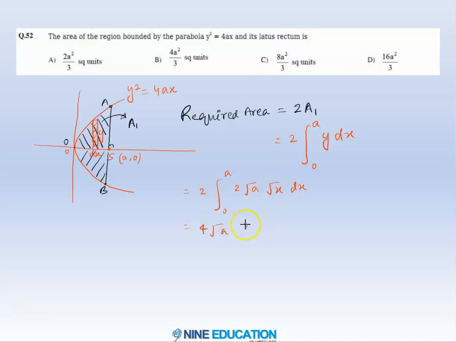Root x integration will be x power 3 by 2 divided by 3 by 2. We'll put the limits also, 0 to a. This 3 by 2 along with this 4 will give us 8 by 3 root a, and once we put the limits we'll get a power 3 by 2 minus 0. If we multiply this root a with a power 3 by 2, we'll get 8 by 3 a square units, which is option number C.